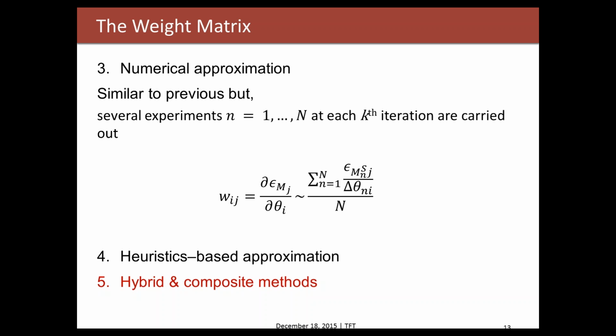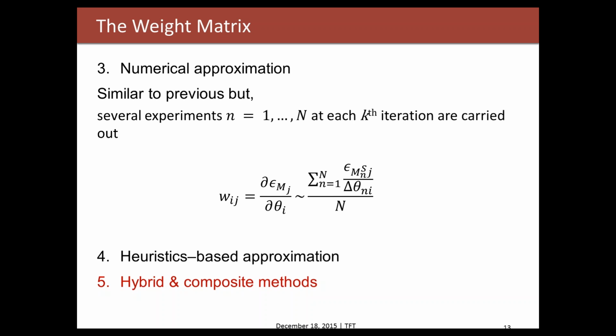Finally, we have the heuristics-based approximation. Here we make assumptions regarding the weights, or the relationship between the measurements and the parameters. A typical example is the driving behavior parameters, where they eventually might affect all the measurements in the network, and we just assume that the weight is 1.